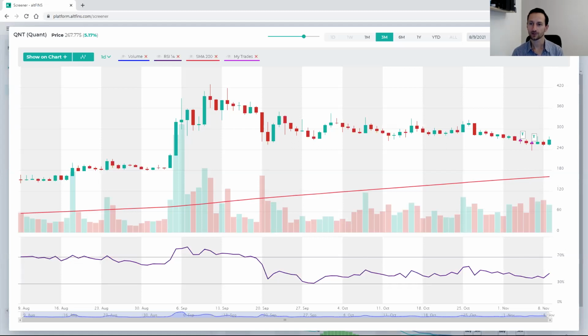So that's the story of this trade. It didn't work out. Maybe I was too conservative in terms of setting my stop loss, but that will happen.